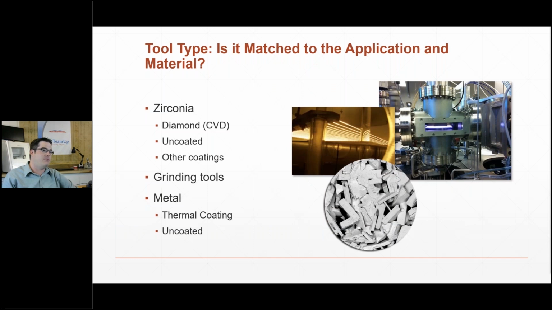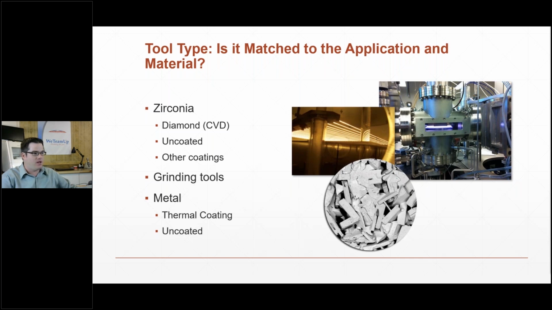A little bit about material and tool type. We're milling zirconia. You're going to have uncoated at the bottom of the spectrum as far as yield, and then there are some other coatings out there that are available. They're kind of like a mid-range yield coating. And then at the top we've got diamond, and a little bit on diamond. There's a lot of, I guess, misinformation out there about diamond.